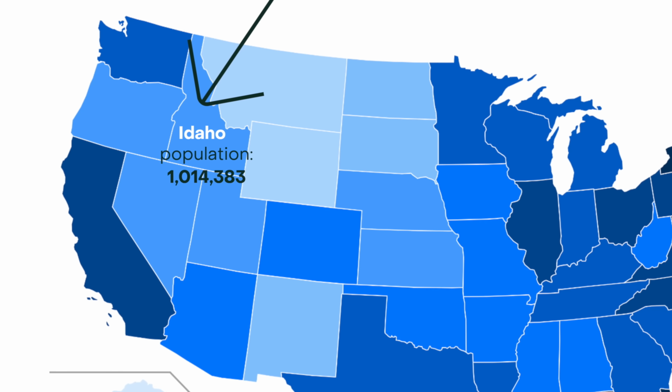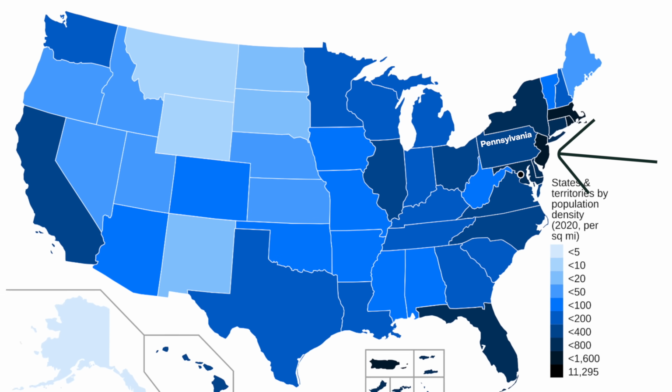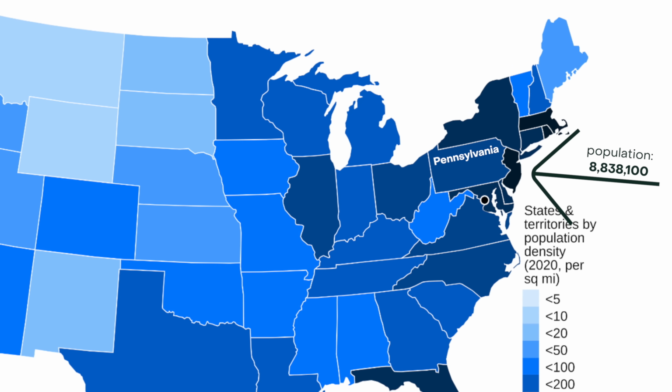Now I'm gonna be honest with you. I don't love the Electoral College. Let me show you why. I just looked it up. Idaho has 1,014,383 registered voters, and they get 4 votes in the Electoral College. Pennsylvania, on the other hand, has 8,838,100 registered voters and 19 Electoral College votes.